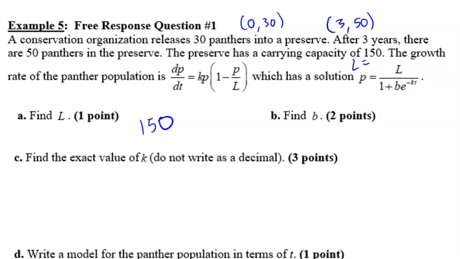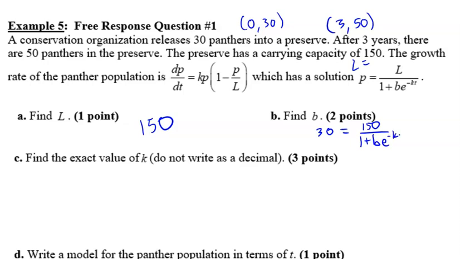So let's start with, we're going to have to figure out what K is as well. So let's start with the initial point (0, 30). Okay, so 30 is equal to the carrying capacity over 1 plus B times e to the negative k t. And actually here it doesn't matter what K is because our time is 0. So we get, let's see, I'm going to divide both sides by 30, make that a 1, make that a 5. Okay, so then 1 plus B times 1 is equal to 5. So B is equal to 4, okay?